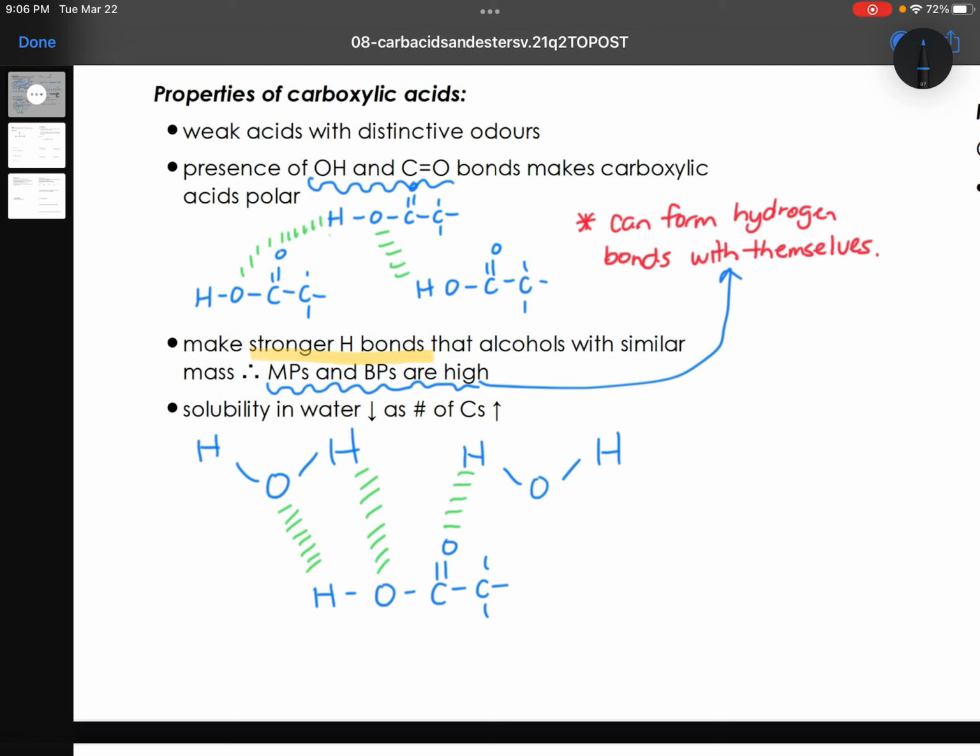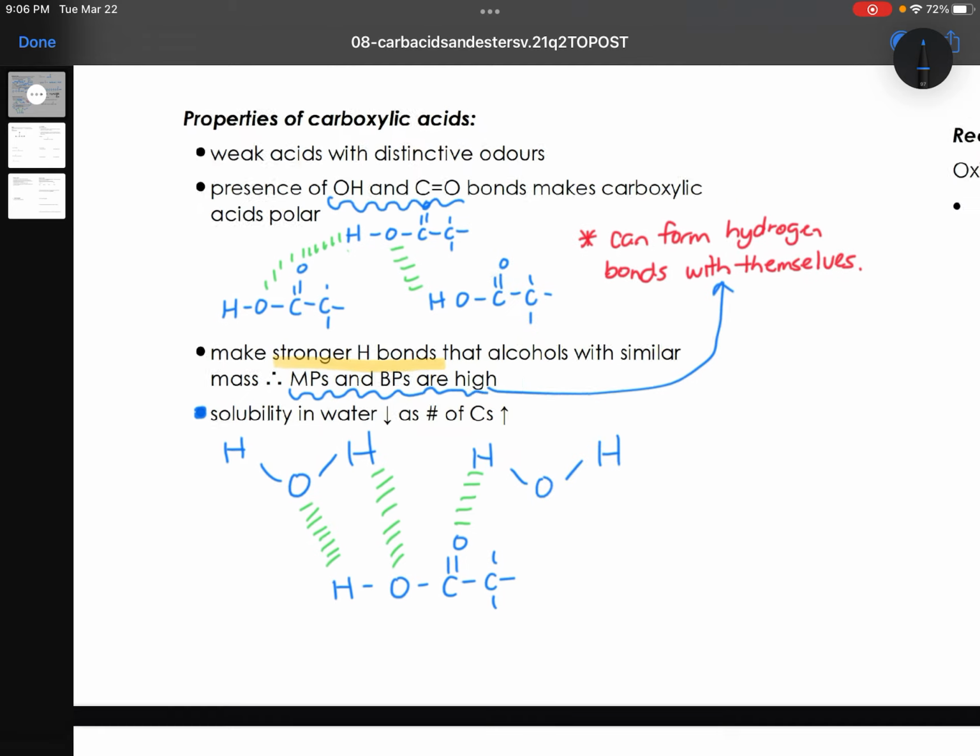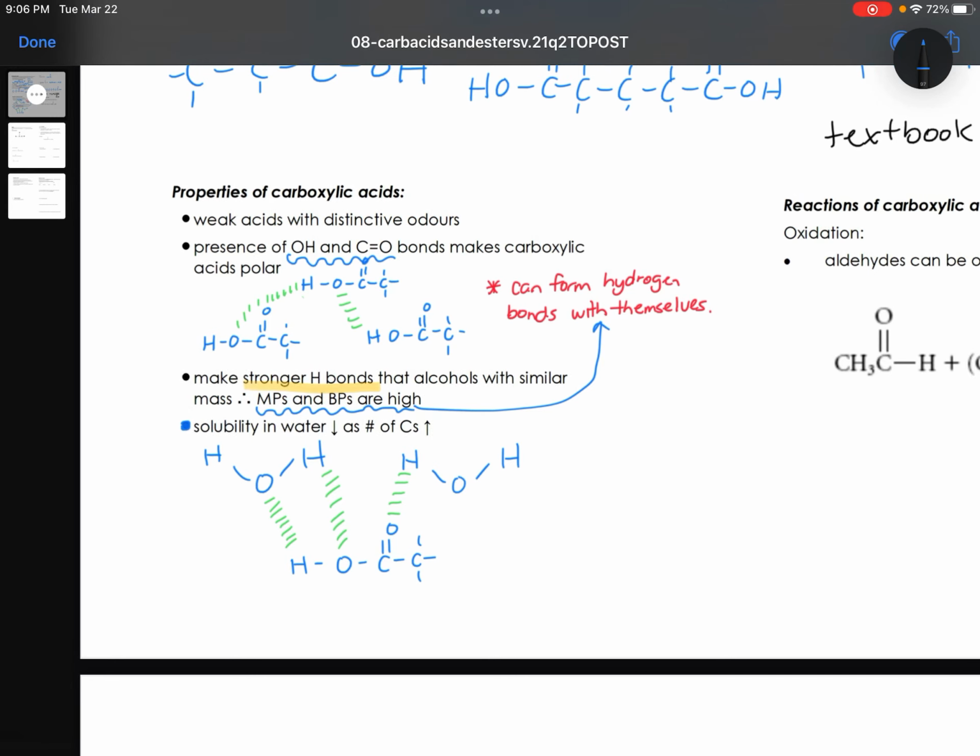And then just as always, we have this criteria here: solubility in water decreases as the number of carbons increases. So as you saw in your lab with ethanol and butanol and octanol, yes, they were all alcohols. They all could hydrogen bond with themselves, but definitely as you got more carbons, so octanol had 8 carbons, it was less soluble. But unfortunately, we can't do a lab with this one because they're so stinky.